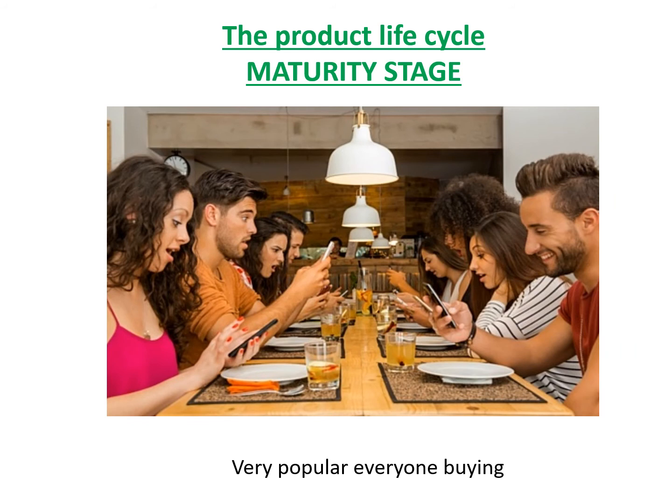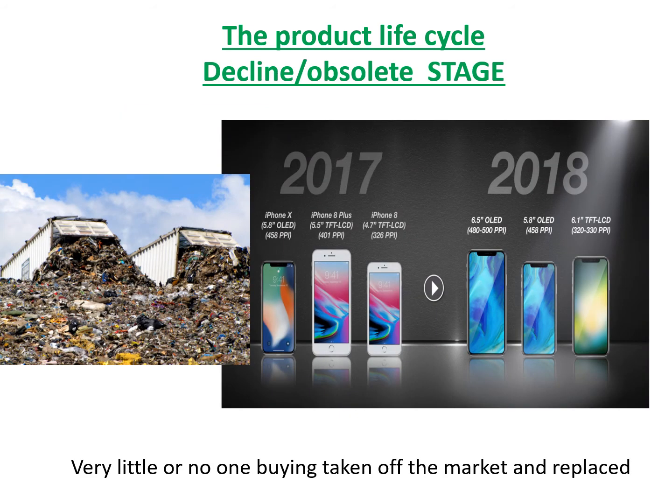The maturity stage is when the product becomes very popular and everybody is buying and purchasing one. The decline stage is when people start to not buy the product but buy a newer one instead. This would happen as a newer one is being released. The obsolete stage is when nobody is buying it and the product is taken off the market and is replaced.